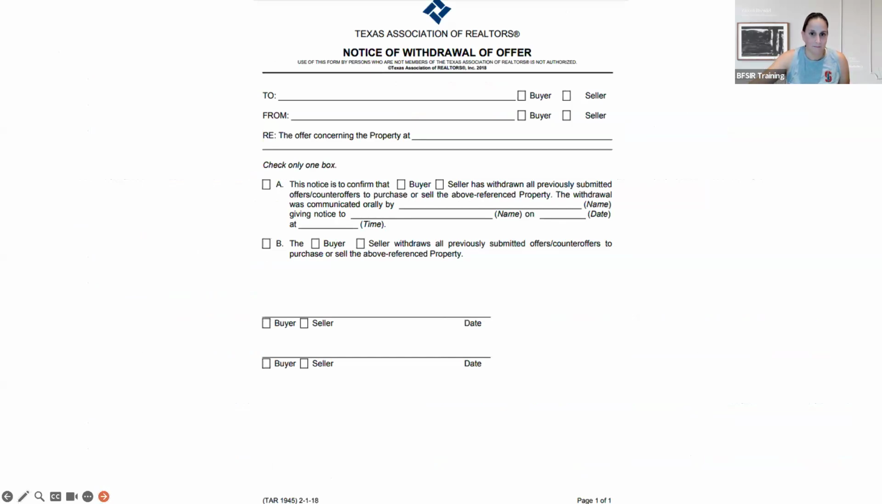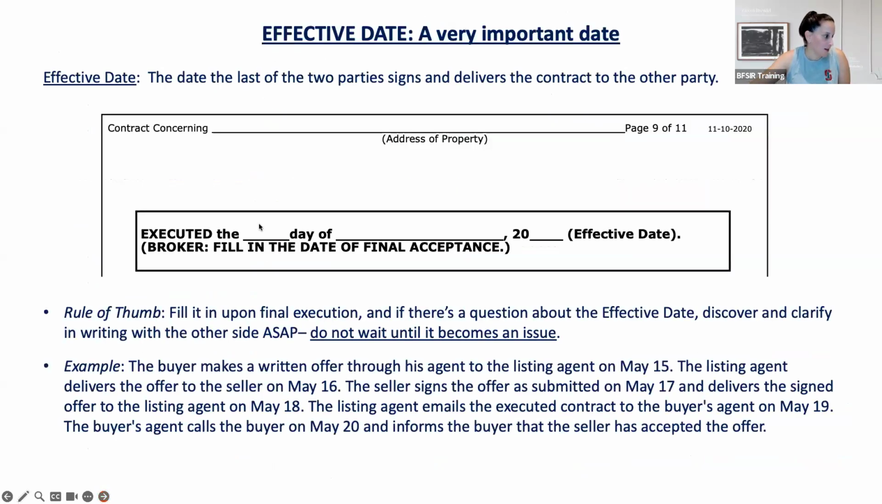Okay, so now effective date. Obviously, the effective date is the date that the last of the two parties signs and delivers the contract to the other party. So there's some strategy here, and we'll talk about it. Fill it in upon final execution. And if there's ever a question about the effective date, discover it and clarify it in writing with the other side ASAP. Like, you don't want to wait.